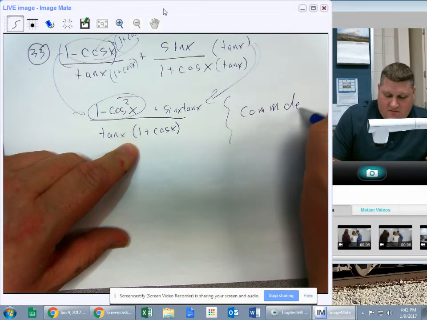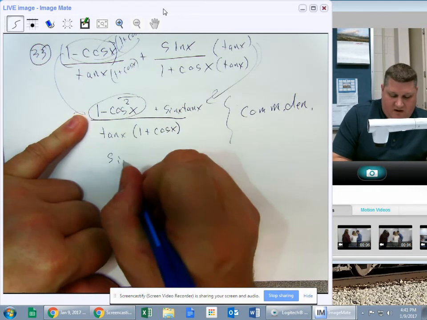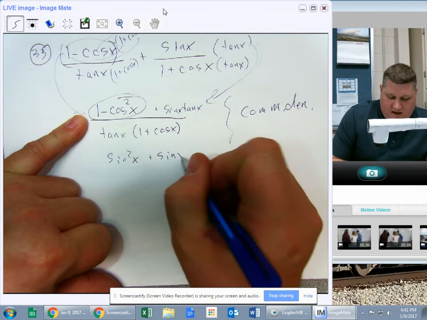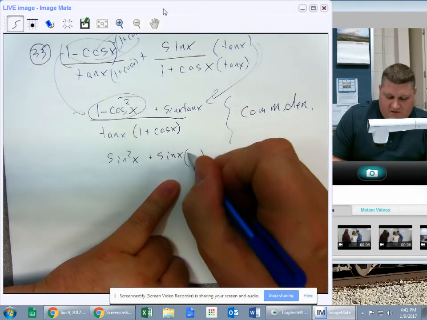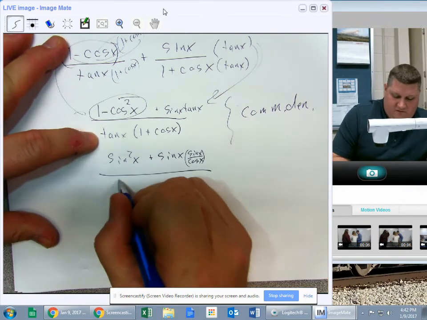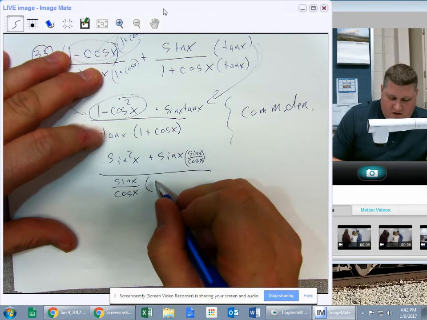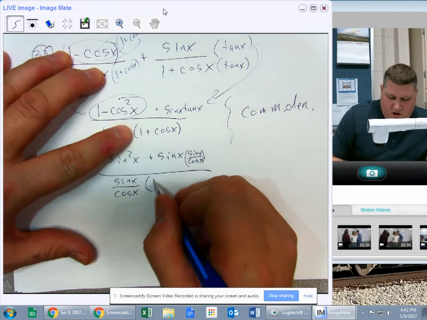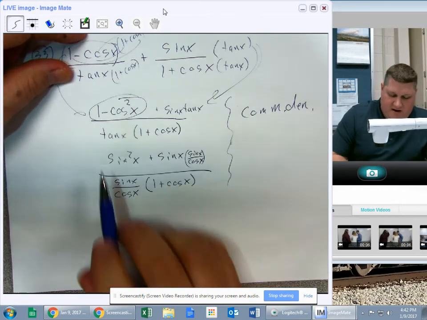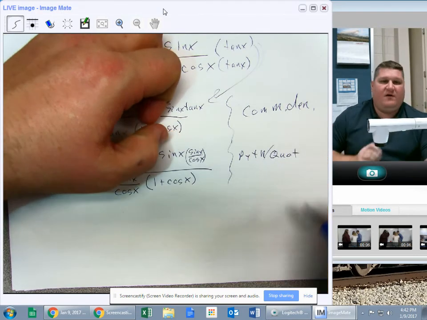Common denominators. Okay, common denominators. Now, I do see this, and I'm going to say, hey, sine squared x. That's nice. I like that. Plus sine x. Now, for tangent, I could say sine x over cosine x. Down here, let's go sine x over cosine x times 1 plus cosine x. There you go. And that is by, well, see here, we got a Pythagorean. We have two quotients.